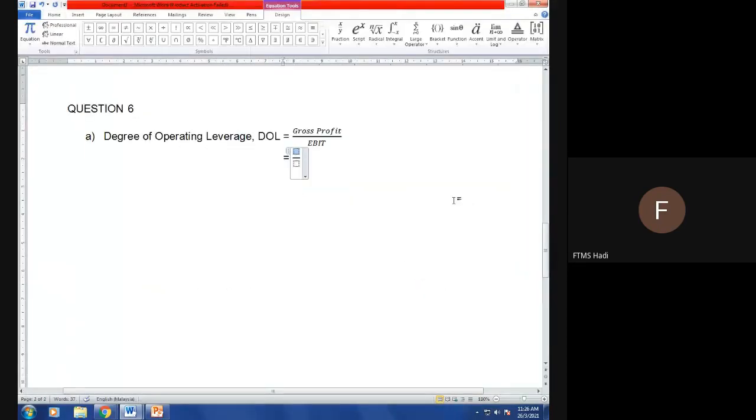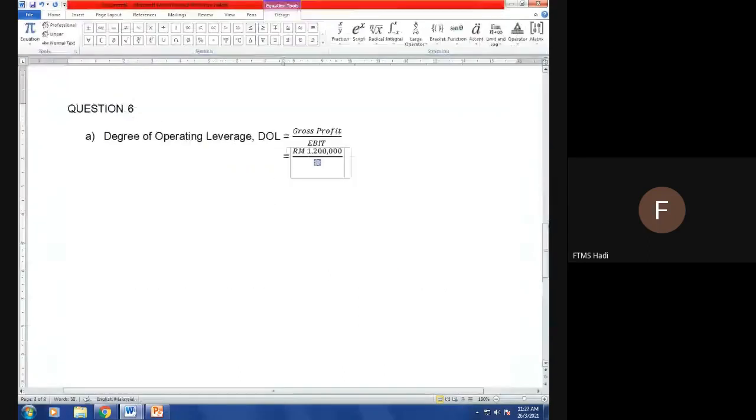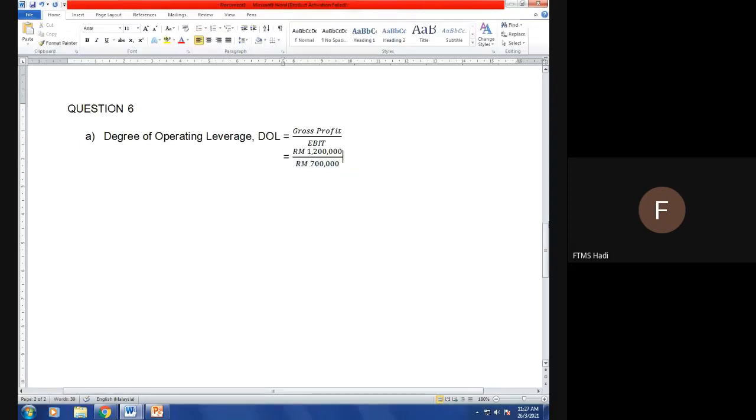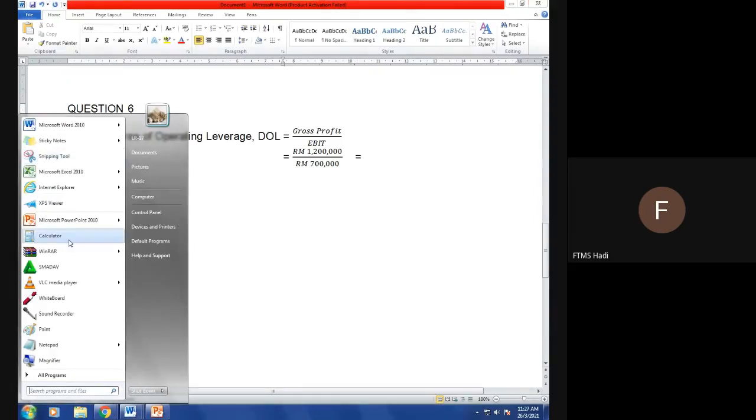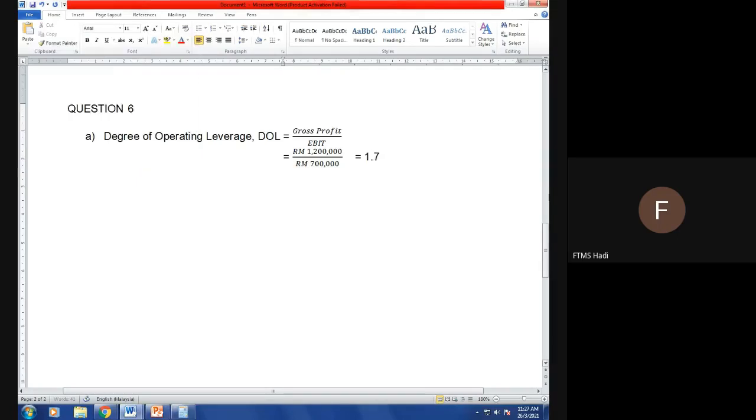Divided by EBIT. EBIT is this one, 700,000. Press the calculator and you will get the desired answer. 1,200,000 divided by 700,000, taking two decimal points, is 1.71 times. So that is the first question. Only 2 marks. It's simple as that.